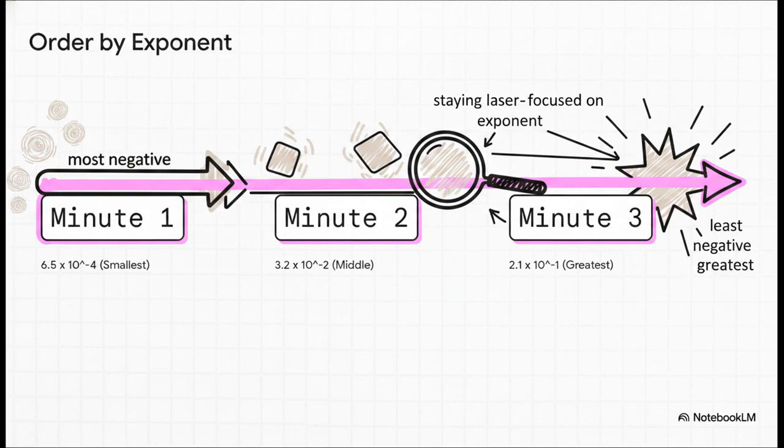Remember that rule for negatives we talked about? The more negative the exponent is, the smaller the magnitude of the number. It's basically a tinier fraction. So -4 is our smallest exponent. That means 6.5 times 10 to the -4 goes first.